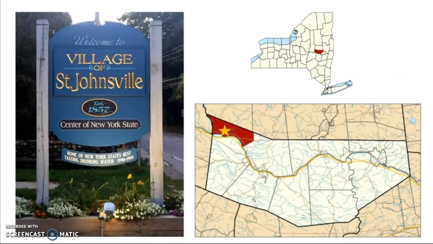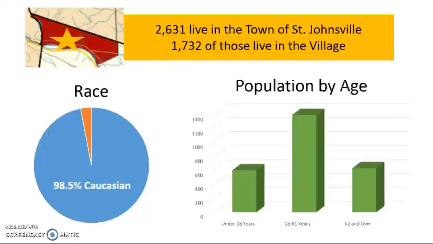St. Johnsville is a small rural community at the western end of Montgomery County, New York. Because of its location in the county, St. Johnsville is fairly geographically isolated and is not targeted with many community-specific public health efforts. There are 2,631 residents living in the town of St. Johnsville. The majority of those residents live in the village on the south end of town.